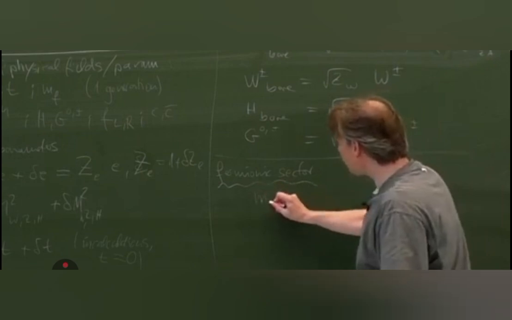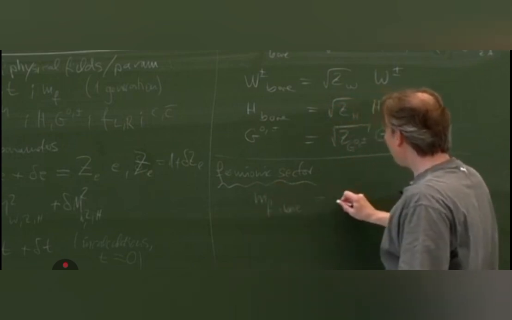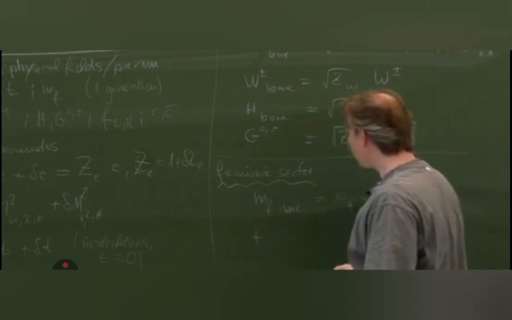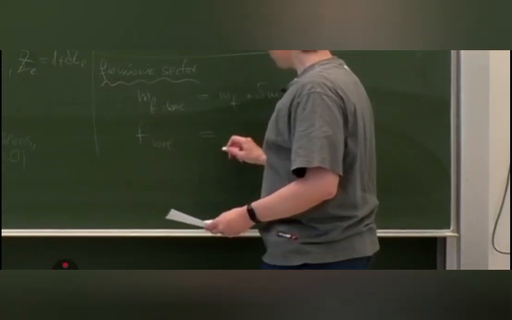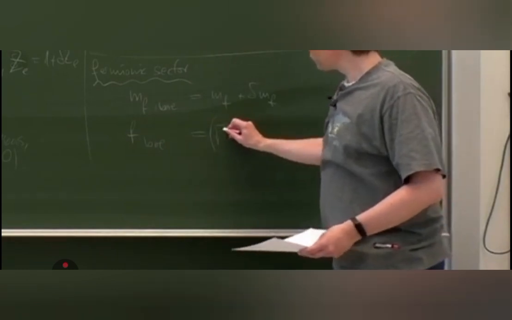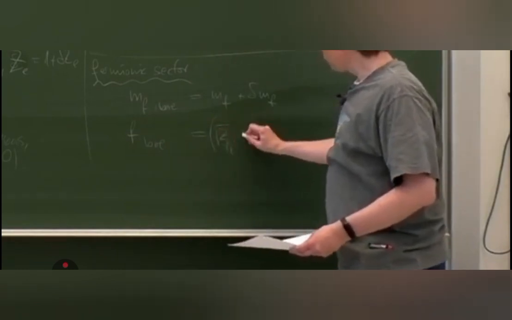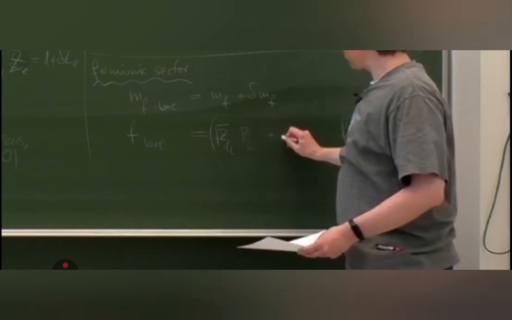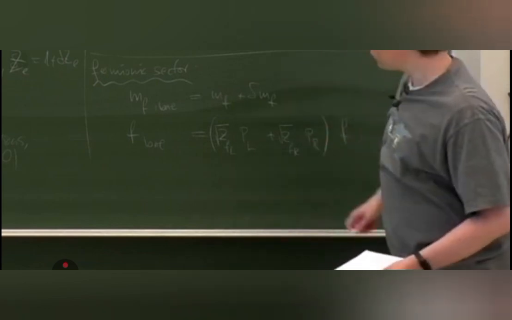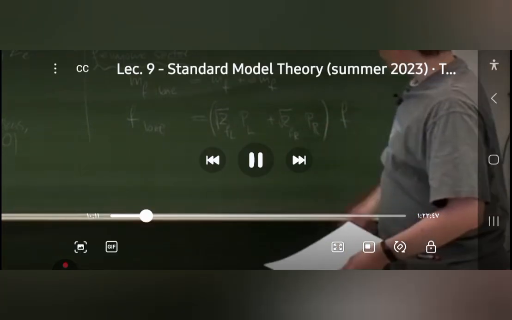First of all, the mass m_f bare is given as m_f plus delta m_f, and for the fields, the fermion field bare is decomposed into left and right-handed, and they transform independently, and so that can be written as square root of Z_fL times a left-handed projector plus square root of Z_fR times a right-handed projector acting on the renormalized fermion field F.